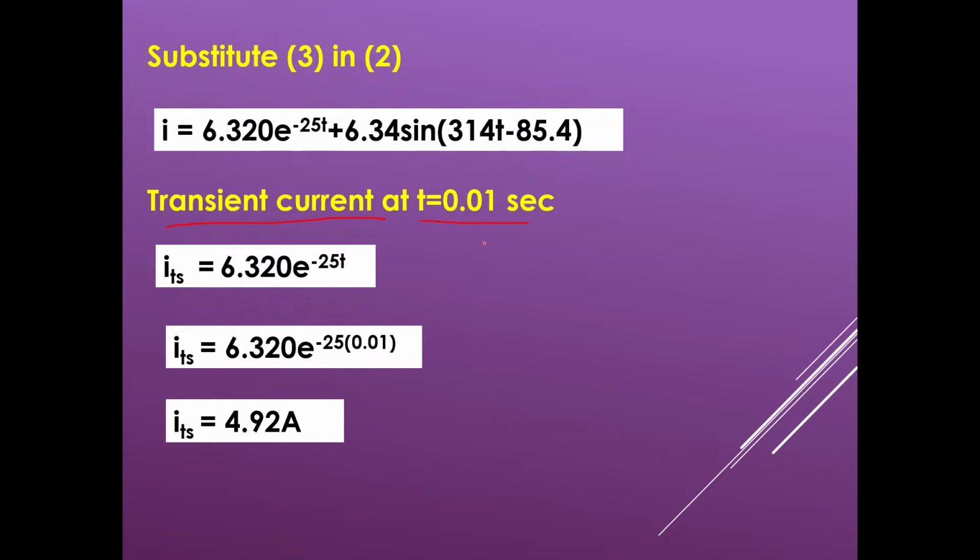So what will be transient current? What is our transient part in the above equation? This is transient part. This is our particular solution, steady state part. Second part is steady state. This is steady state part. This is our transient part.